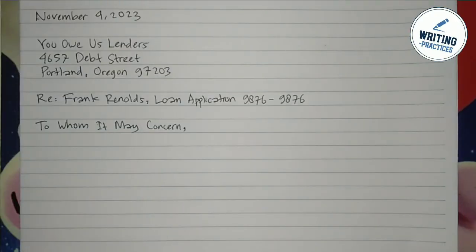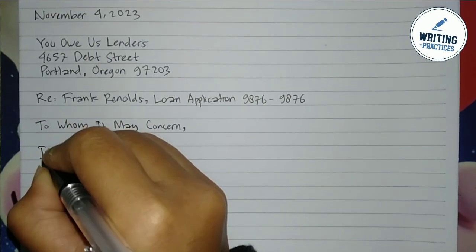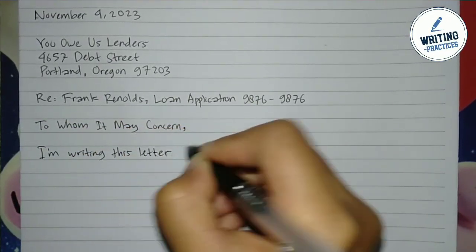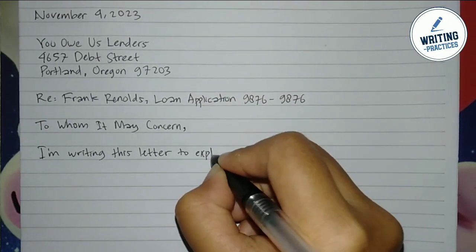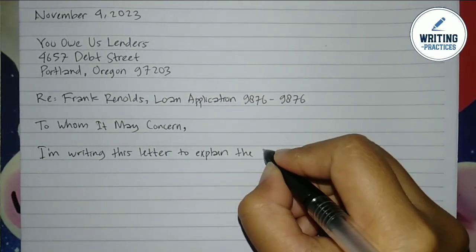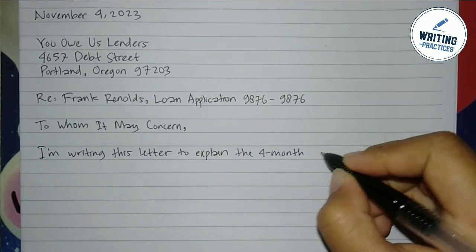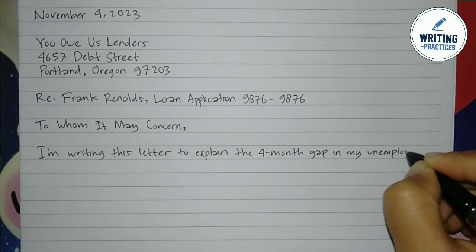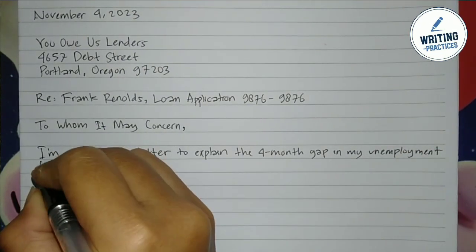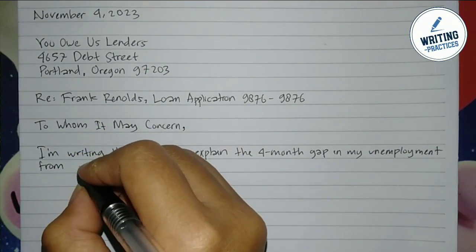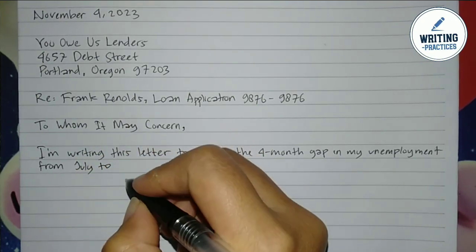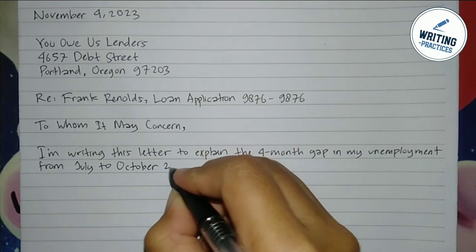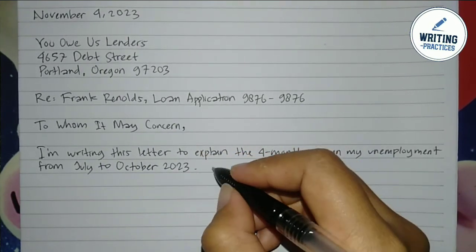In the first paragraph, state clearly the reason why you are writing this letter. Here, you need to mention that you are writing this letter to explain the gap in your employment. And write how long you have been unemployed. In this example is a 4-month gap. After mentioning the period of time, mention also the date about the month. It is the date when you started being unemployed and the date when you got a job.